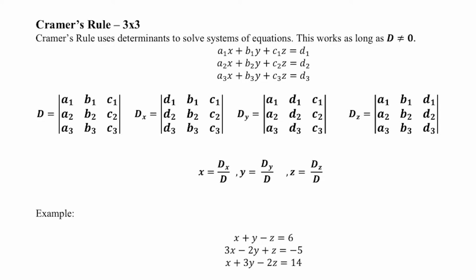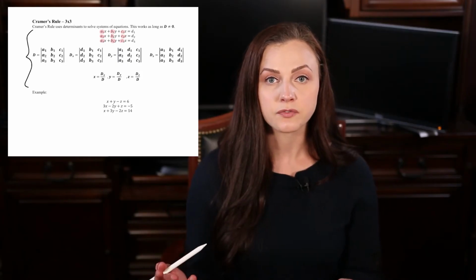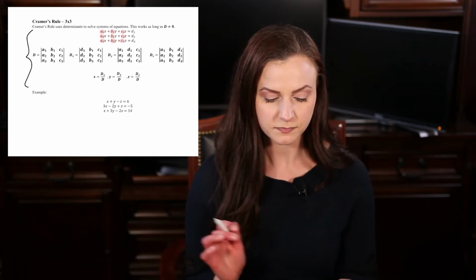So up here I have Cramer's rule for a general 3x3 system. I've used A1, B1, and C1 for my coefficients, A2, B2, C2 for the second equation, A3, B3, C3 for the third equation. Now, if you do not know how to find a determinant, or what a determinant is, I have a video for how to find the determinant of a 3x3, and I recommend going to watch that before you come back to this video.